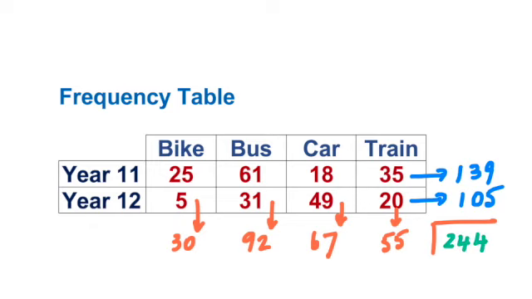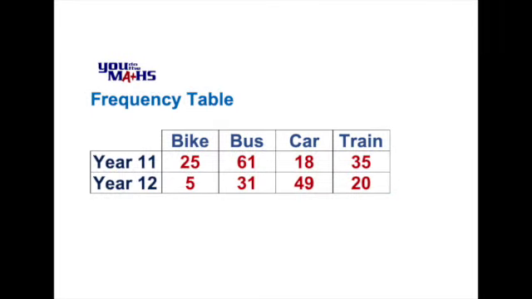So how do we analyse this data? The question we might be asking is, does being in a certain year group influence the type of transport that you use to get to school? And it's a bit difficult to do that when we've got different numbers of students in Year 11 and 12. What would be a good idea would be to have some percentages.